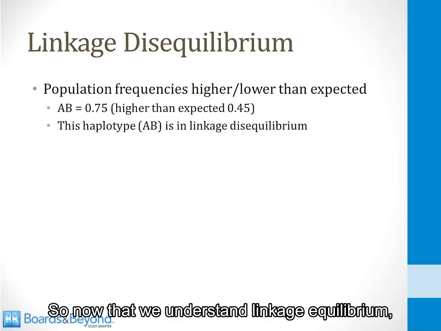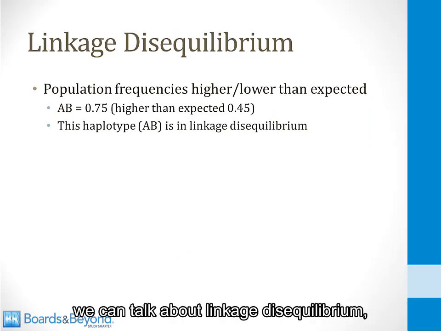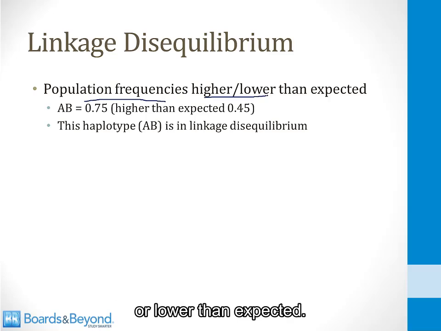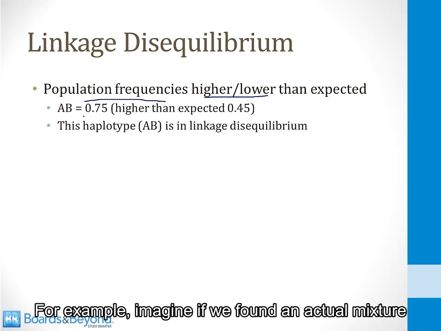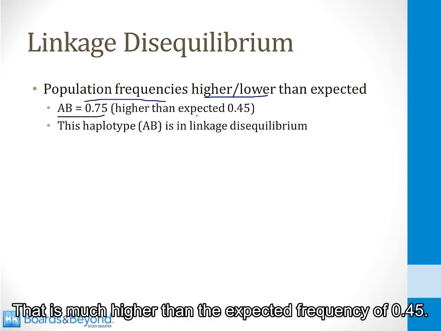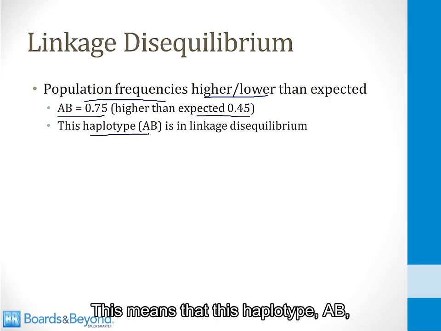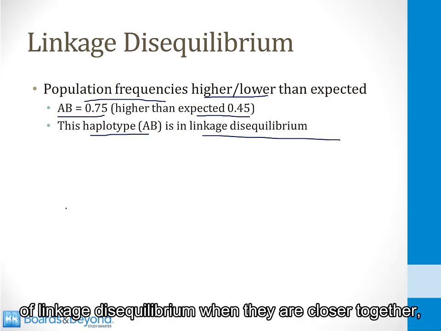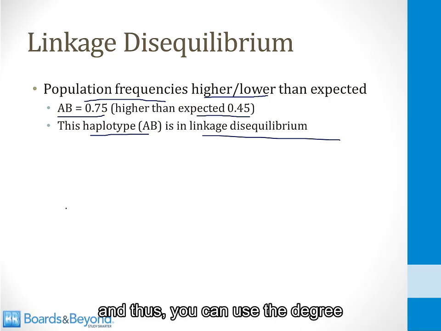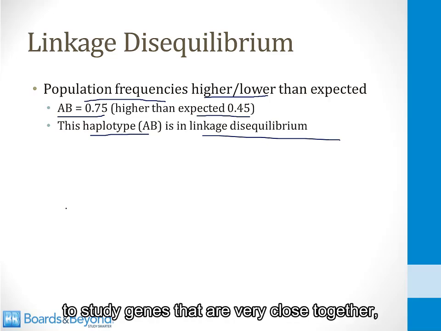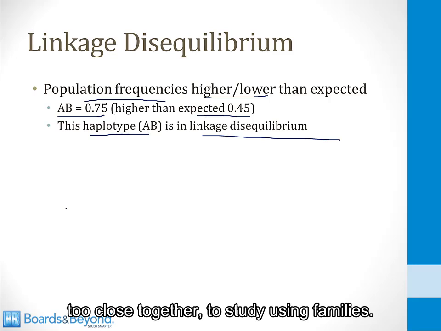So now that we understand linkage equilibrium, we can talk about linkage disequilibrium. This occurs when the population frequencies are higher or lower than expected. For example, imagine if we found an actual mixture of the big A and big B genes in a population of 0.75. That is much higher than the expected frequency of 0.45. This means that this haplotype AB is in linkage disequilibrium, and genes will display greater degrees of linkage disequilibrium when they are closer together, and thus you can use the degree of linkage disequilibrium in a population to study genes that are very close together, too close together to study using families.